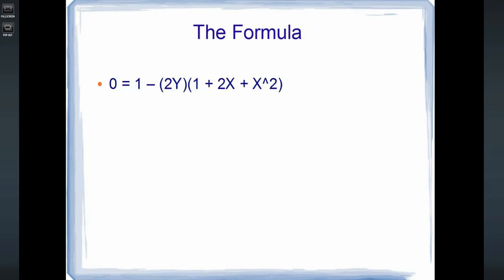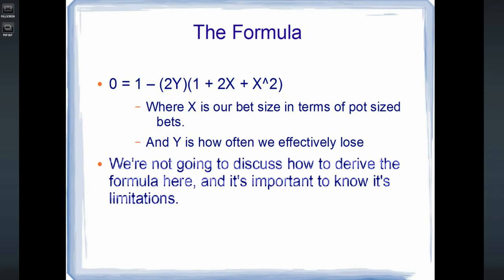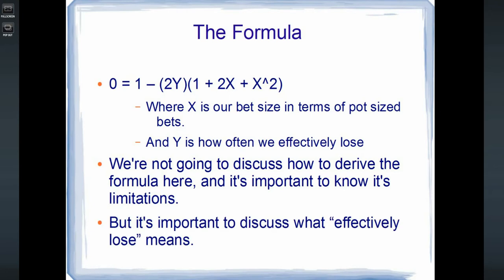So this is the formula: 0 equals (1 minus 2y) times (1 plus 2x plus x squared), where x is our bet size in terms of pot size bets, and y is how often we effectively lose. The term effectively lose is very important here. We're not going to discuss how to derive the formula, but it's important to know its limitations, and we're also going to discuss in detail what effectively lose means.